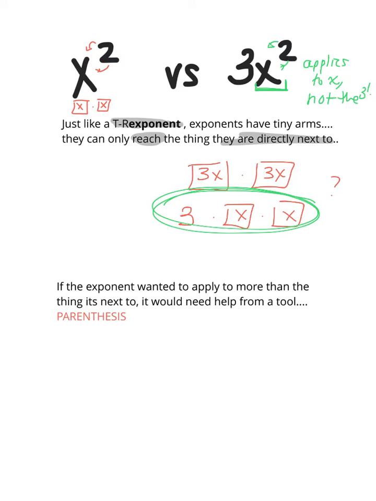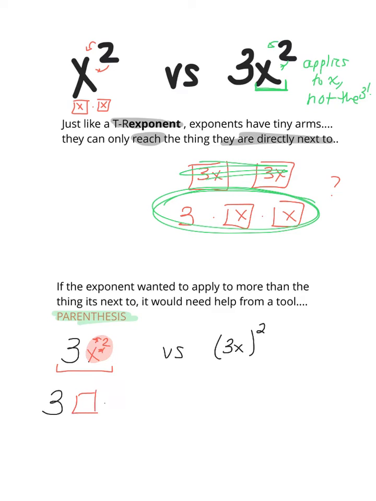So if that exponent wanted to apply to more than one thing, it would need extra help, just like that T-Rexponent would need extra help. But the tool here is parentheses. So let's look at the difference between these examples. If I again did this one, 3x squared, versus parentheses 3x squared. In this case here, the exponent of 2 has teeny little arms, so the thing it's directly next to is the x. So this x is what's getting the exponent. So if I had to expand this, the 3 is just there as the number 3. But then exponents mean repeated multiplication, so I know that I would put x in those boxes.